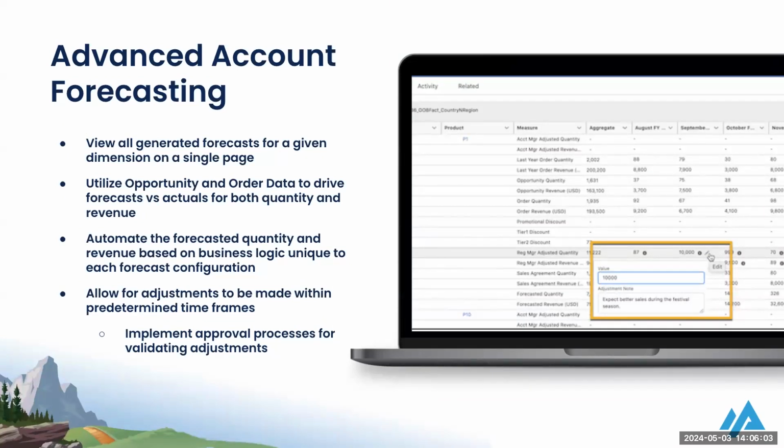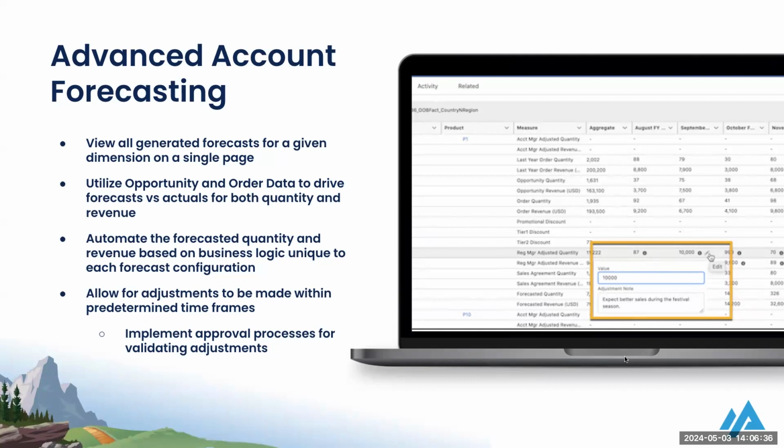Here, you're not restricted to just opportunity, order, and sales agreement data. If there are other data elements that you want to pull in to help show what your actuals are, you can pull in custom objects. This also allows for adjustments and standardizing how we do those forecast adjustments. You can see over here in the screenshot a regional manager making an adjustment to the forecasted quantity for what looks like September.